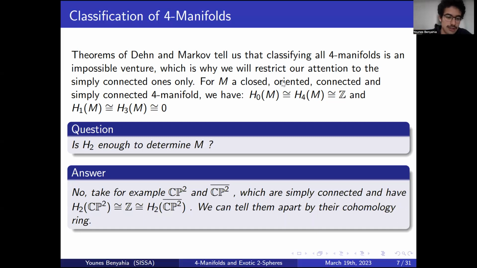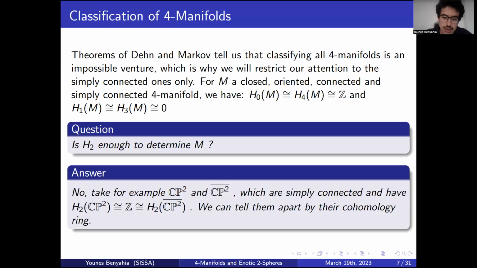But no, for example, CP2 and CP2 bar. What is CP2 bar? CP2 bar is just CP2 equipped with the opposite orientation, and these two have the same second homology, but they are different 4 manifolds. You can tell them apart by their cohomology ring, which we will discuss later. But these are the simplest examples where H2 doesn't determine the manifold.